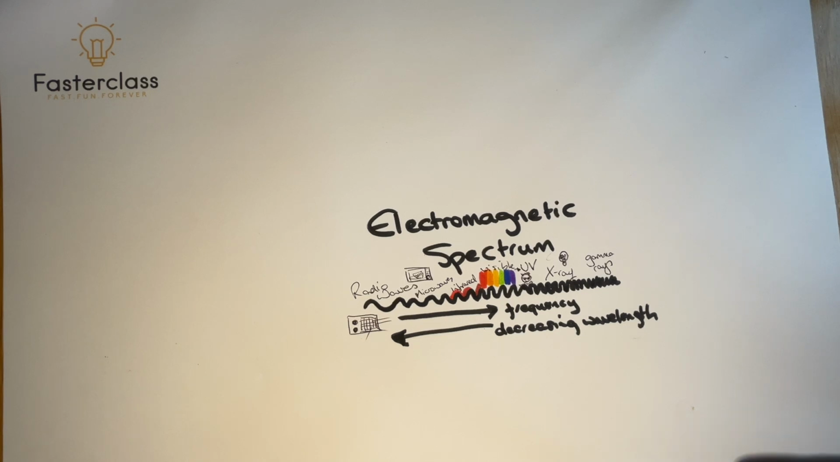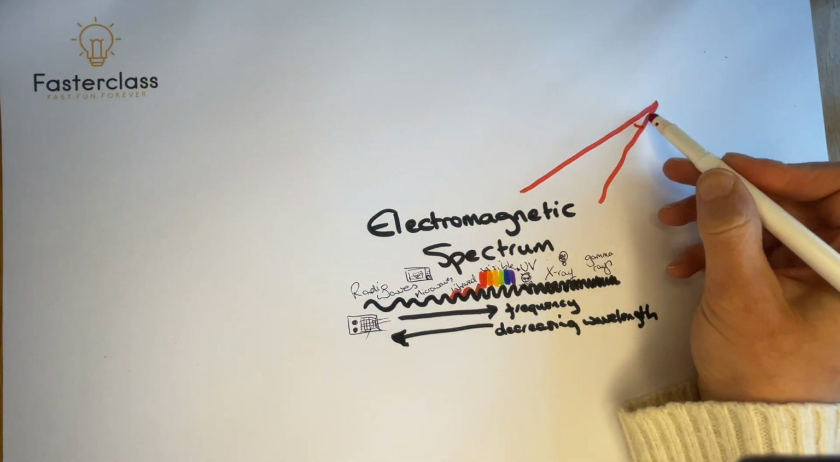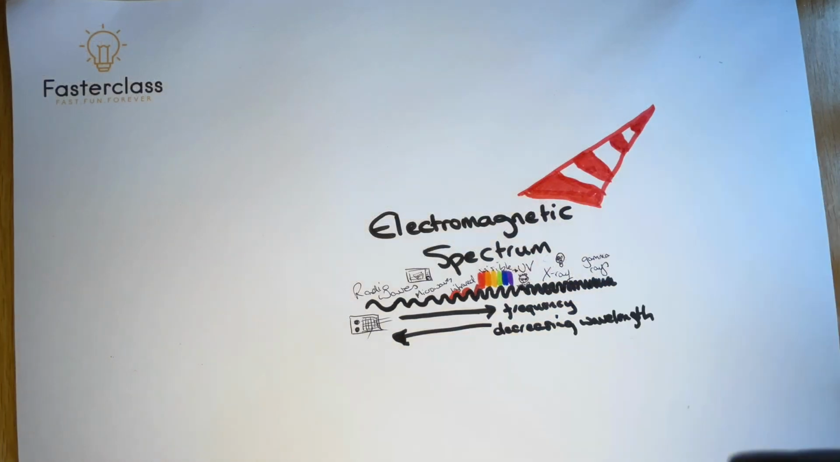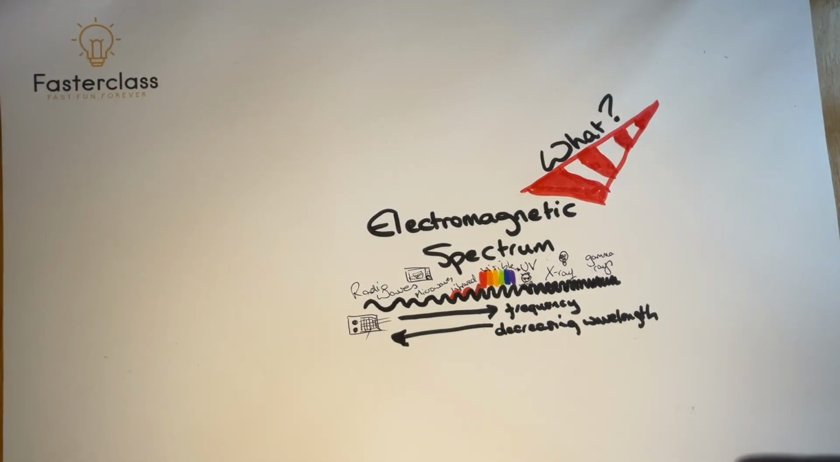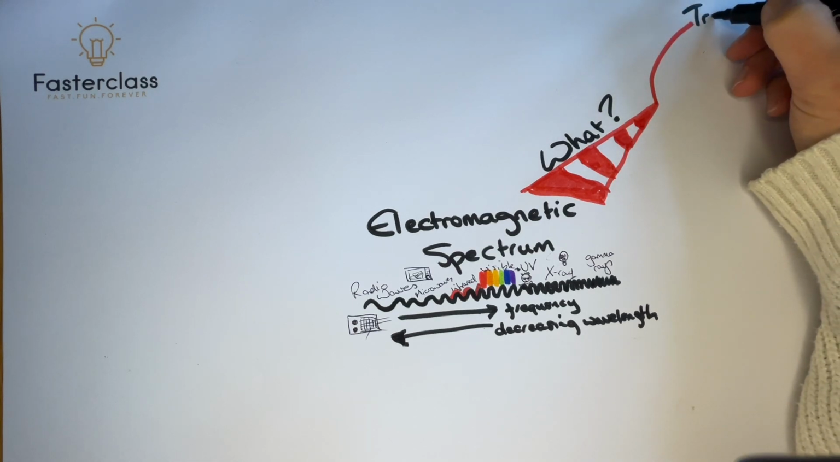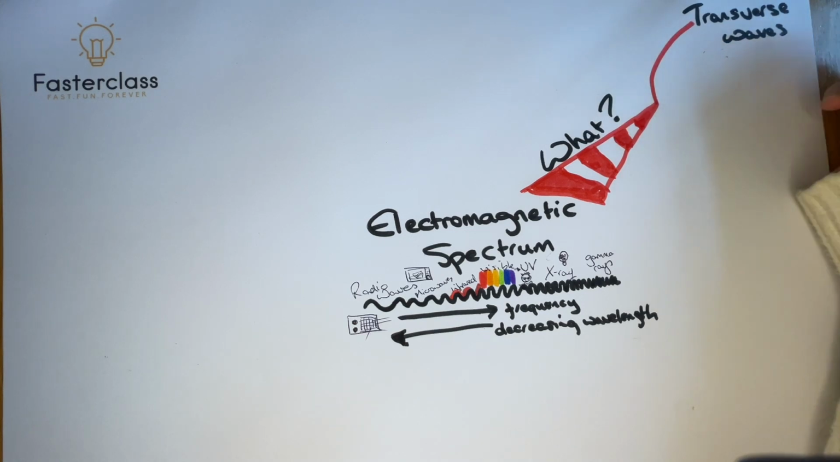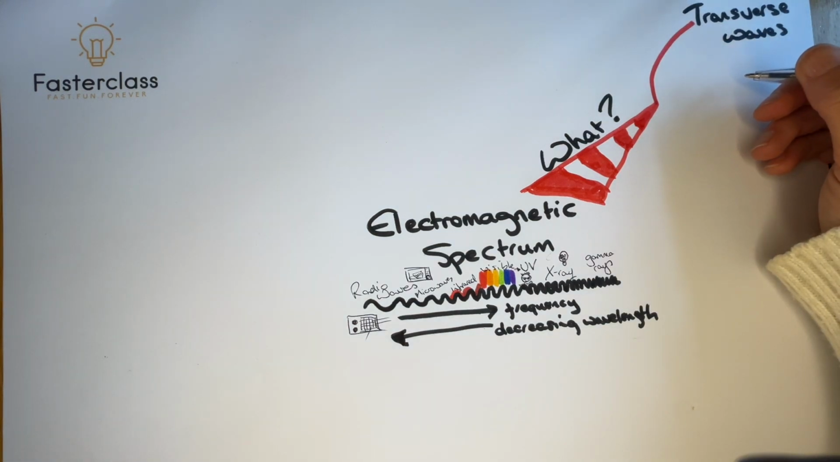Let's make a note, shall we? You know what? I'm going to do it as a rainbow, going around in a circle. Right, so what are electromagnetic waves? I hope you can remember from your waves mind map, they are a group of transverse waves. So we're just going to put a little note there. They are transverse waves. They can also be called electromagnetic radiation.